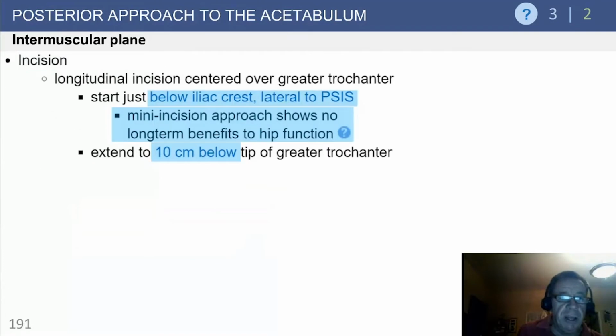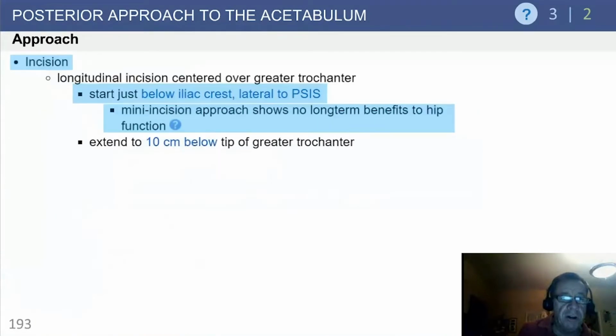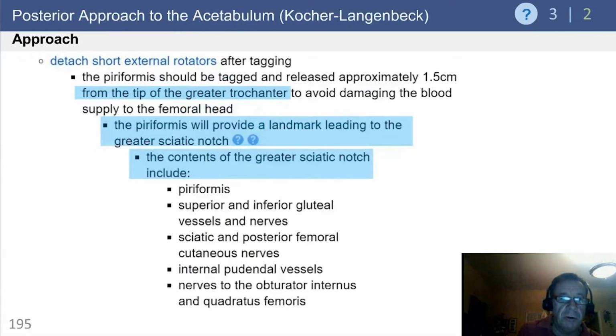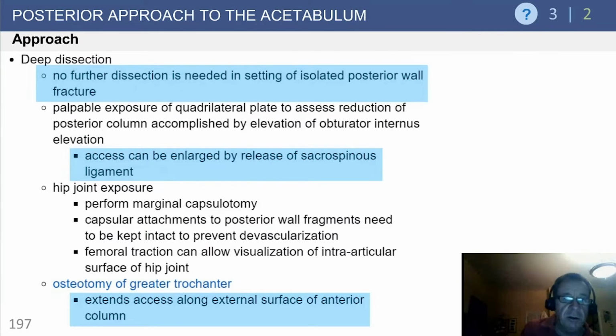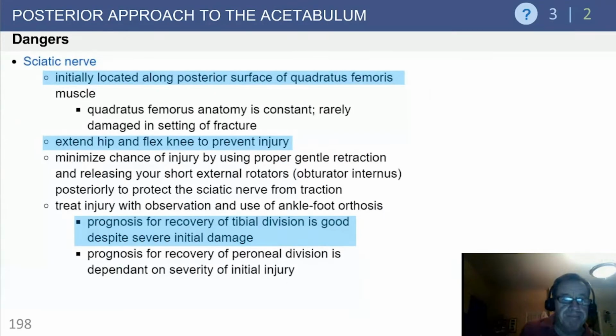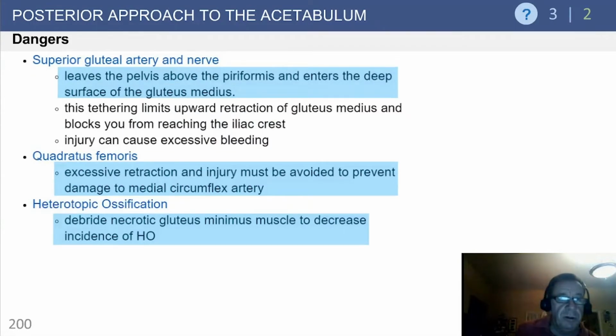No internervous plane. Most of this is largely a repetition, just a small emphasis on the ability to turn this into a more extensile approach. If you're going to be going more posterior with this, again, being cognizant of the structures at risk, which in this case, if you're doing posterior acetabular work, is clearly the sciatic nerve at this point. And that's emphasized on slide 198, as well as the potential risk of injury to the inferior gluteal artery and the perforating branches right here.